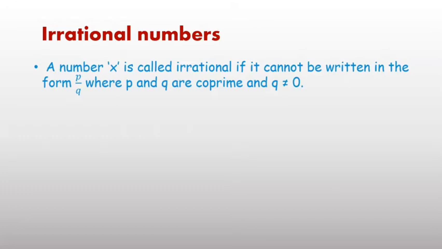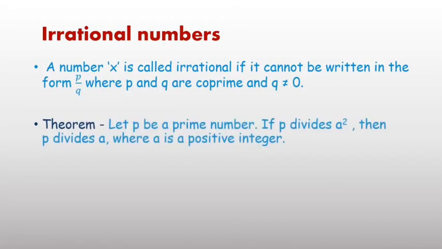I hope all of you know the rational number definition we have covered in the previous topic. Irrational number means a number which we cannot write in the form of p upon q, where p and q are integers, or you can say p and q are co-prime and q not equal to 0. For example, root 3, root 5, these are known as irrational numbers. One theorem is here.